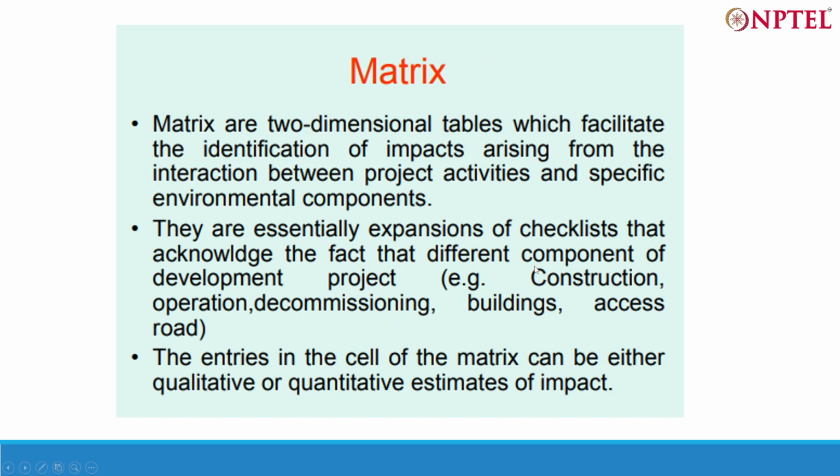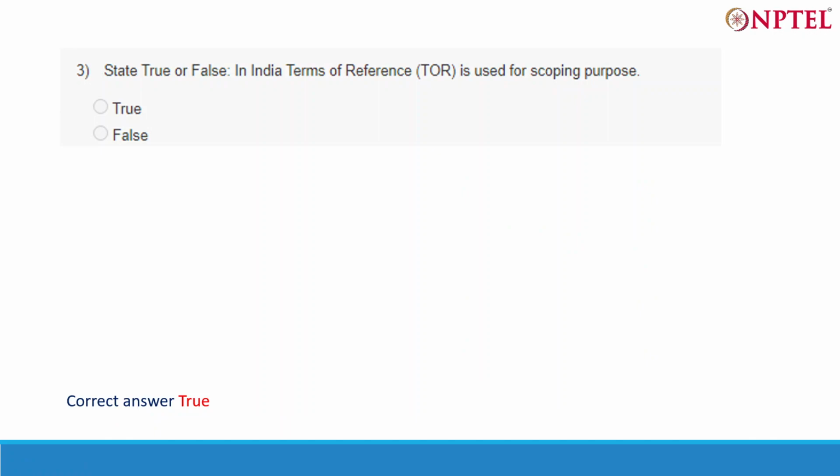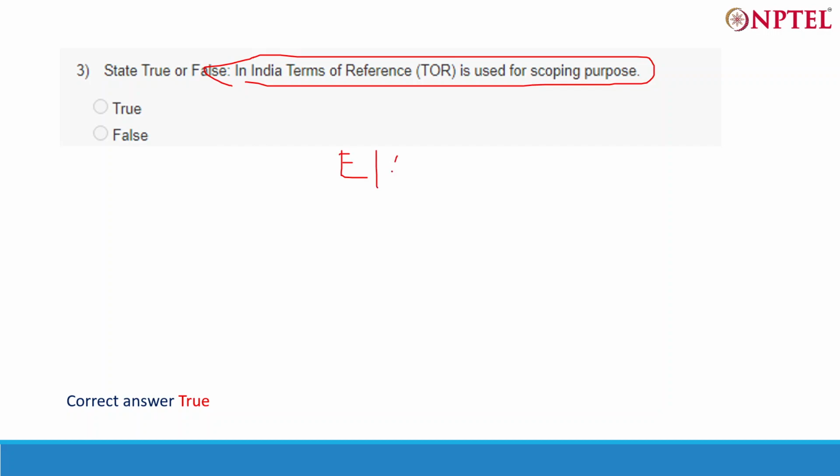So let's move to the next question. This is quite an easy question. In India, terms of reference is used for scoping purposes. Before we do EIA and define the scope of the project, we generally have terms of reference given by the client to the consultancy which is carrying out the EIA. So yes, this is true.